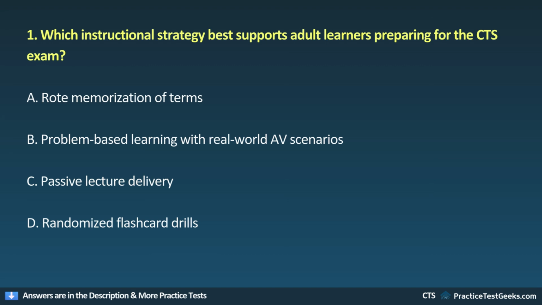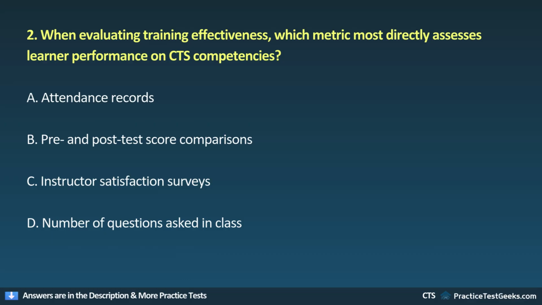1. Which instructional strategy best supports adult learners preparing for the CTS exam? A. Rote memorization of terms. B. Problem-based learning with real-world AV scenarios. C. Passive lecture delivery. D. Randomized flashcard drills.